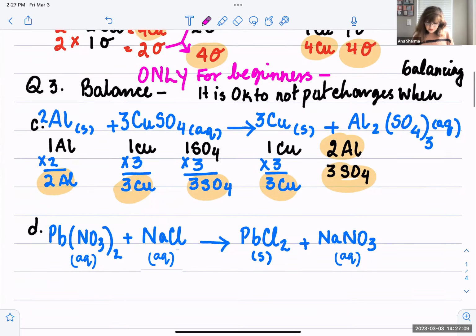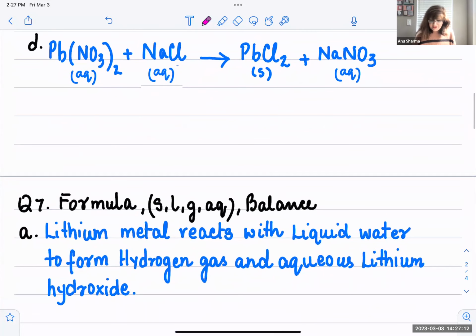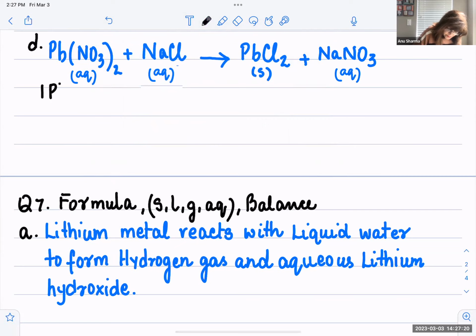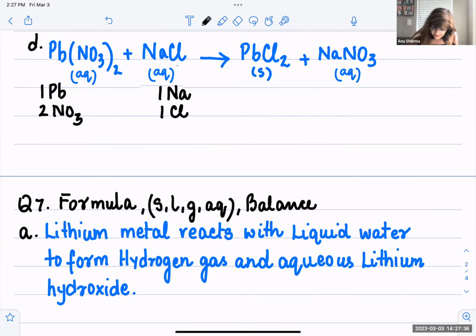Okay, now let's look at the other one. Lead nitrate and sodium chloride giving you lead chloride and sodium nitrate. Now here, what does it mean? It means that there is 1 lead and there are 2 nitrates, NO3. So that 2 outside the bracket applies to the nitrate. So 2 nitrates, there is 1 sodium, Na, and there is 1 chlorine. On the other side, there is 1 lead, there are 2 Cls, there is 1 sodium, and there is 1 nitrate. So it's very important you recognize the polyatomic ions.